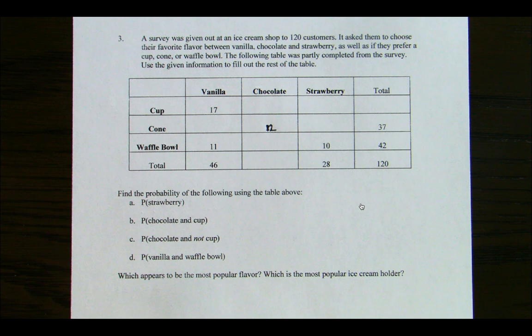In this video, we're going to go over another type of two-way table and probability, and this is the third example that you will be given. A survey was given out at an ice cream shop to 120 customers. It asked them to choose their favorite flavor between vanilla, chocolate, and strawberry, as well as if they prefer a cup, cone, or waffle bowl. The following table was partly completed from the survey. Use the given information to fill out the rest of the table.